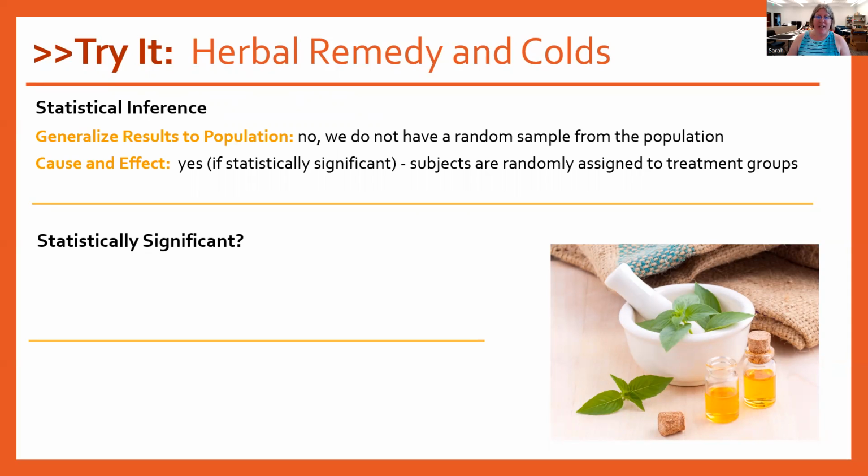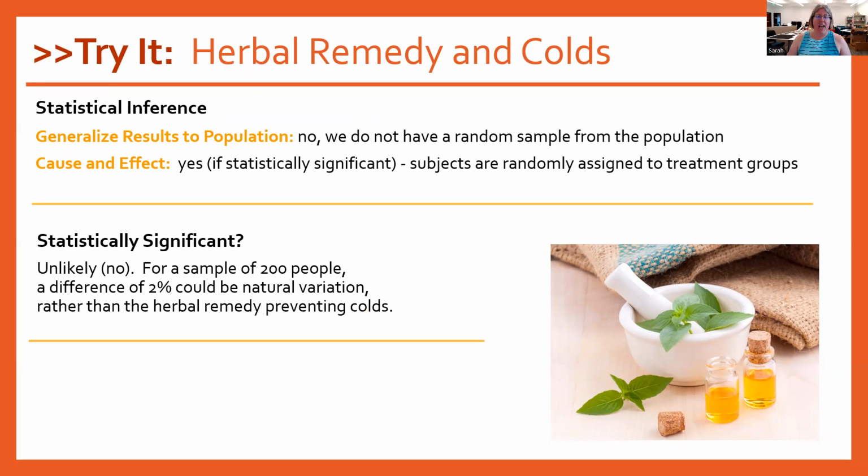All right, so let's take a look at these results. We had 30 out of 100 versus 32 out of 100 getting sick. And so I don't think that that's a really big difference. So I would say it's unlikely or no that we have statistically significant results. And that's basically because I've just seen a 2% difference here, and that could be just natural variation between these groups rather than the herbal remedy actually working. So no on the statistical significance.